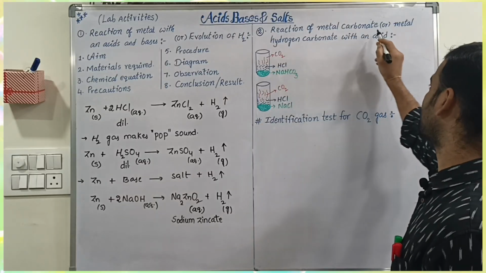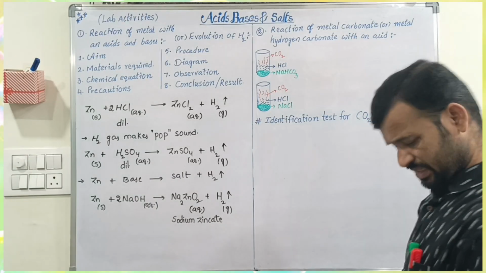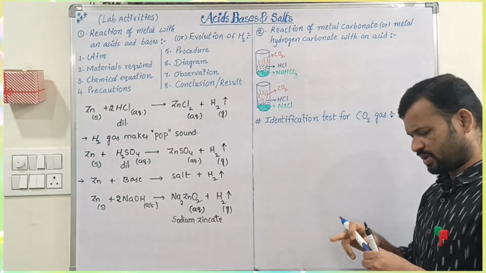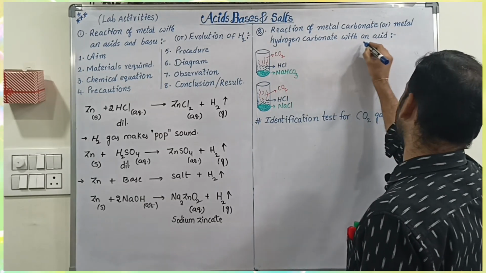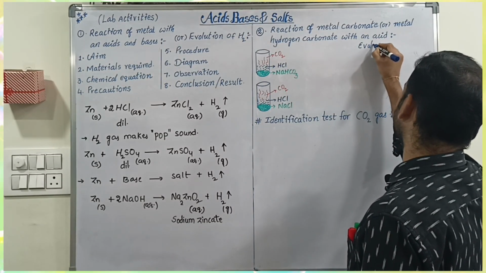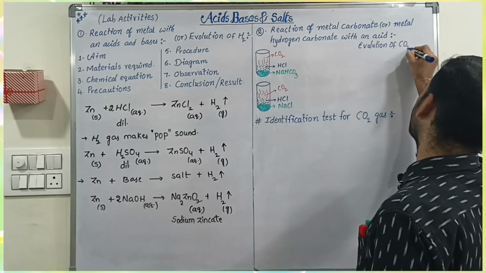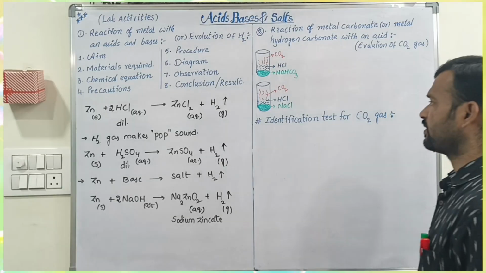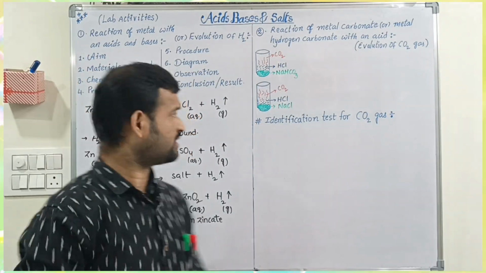Reaction of metal carbonate or metal hydrogen carbonate with an acid. So, here it is also called evolution of CO2 gas. Understand? So, now we will see the chemical equation.